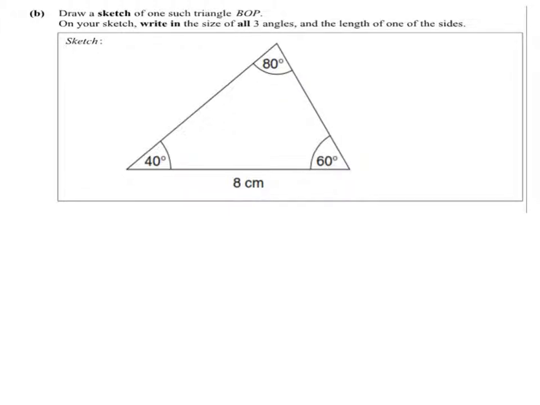Okay, so here is a sketch of the triangle BOP. So we know that one of the sides is 8 centimeters, so I've labeled the base as 8 centimeters, and that our three angles are 40 degrees, 60 degrees, and 80 degrees.